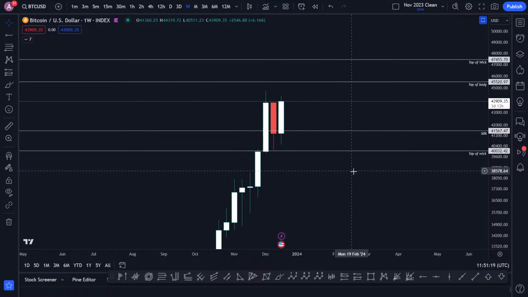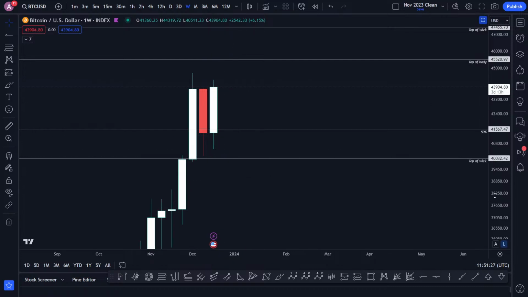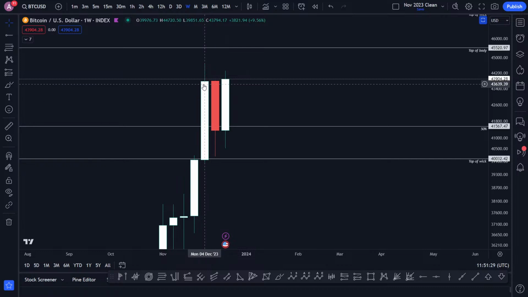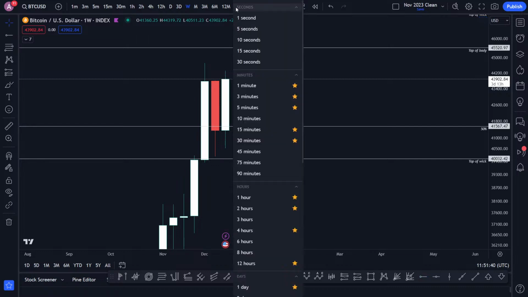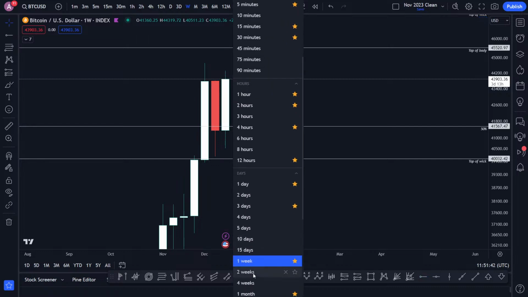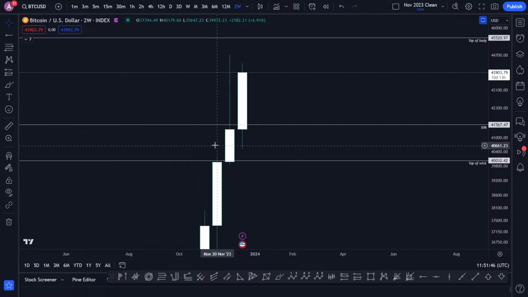We have this top of the wick. So effectively what's happening now is, as soon as we printed this weekly white candle, we created a range. The candle itself is the range, and you have sub ranges within ranges, and you can break this down into multiple, like 2 weeks. Look at this 2 week candle. It's basically saying the same thing.